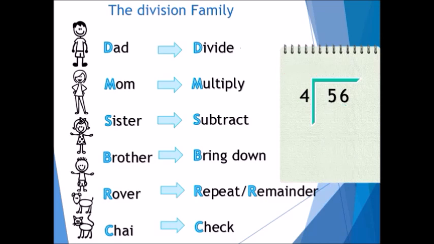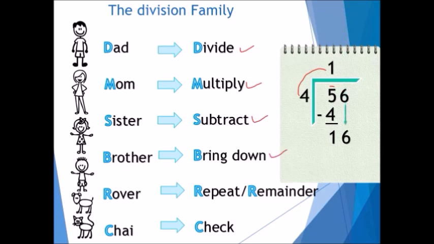Step 1 is to divide. We start dividing the tens. 5 tens divided by 4 is 1. Then we multiply. 4 times 1 is 4. Then we subtract. 5 minus 4 is 1. Then we bring down the second digit.